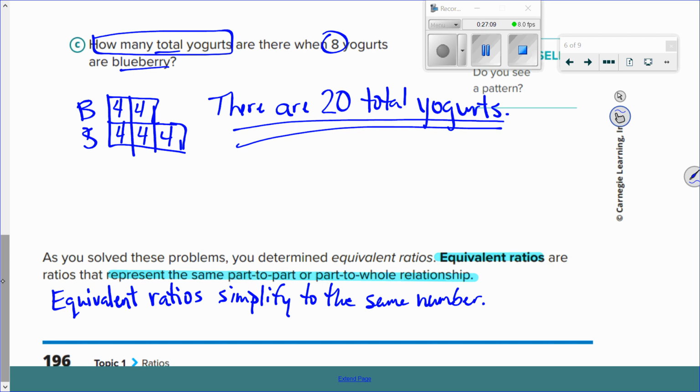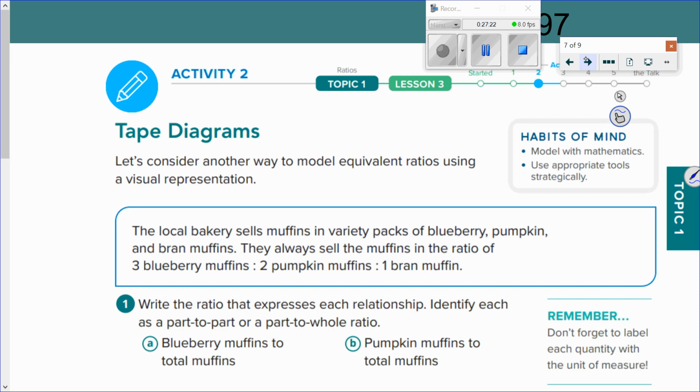Yes? Good. Everybody have those definitions down? Okay, let's go ahead and go to our next page.